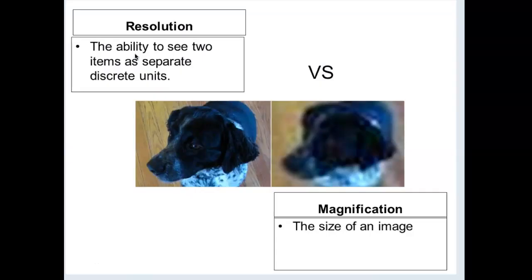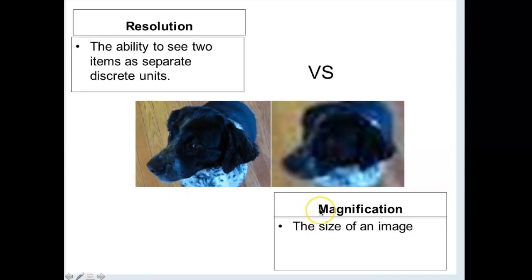Let's talk about the first two definitions here, magnification versus resolving power. So you guys are probably very familiar with resolution because in our digital age, everything that we do is on a screen, and we know that resolution is the clarity. So the resolution is defined as the ability to see two items as separate discrete units, so that if you have two small dots on your screen, there's good resolution, they're going to show up as two separate small dots. It doesn't get blurry and then you see kind of like one big dot, right? That would be bad or poor resolution. So the crisper and clearer and the more defined the points are on a screen is the resolution.